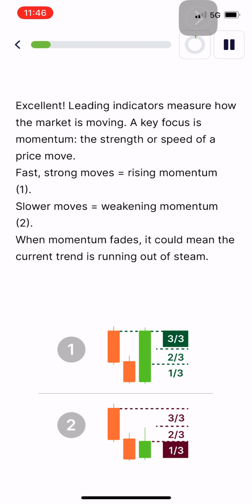Excellent. Leading indicators measure how the market is moving. A key focus is momentum, the strength or speed of a price move. Fast, strong moves signal rising momentum. Slower moves signal weakening momentum. When momentum fades, it could mean the current trend is running out of steam.